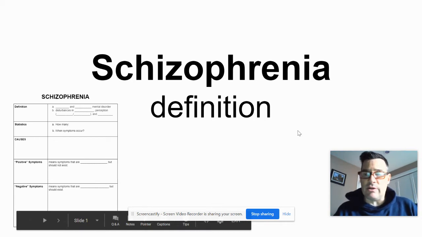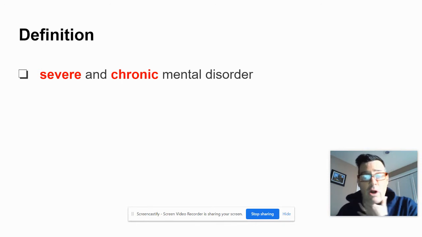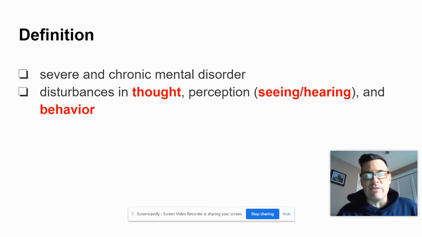Let's first start with the definition while you're taking notes. It's a severe and chronic mental disorder. This is incredibly disruptive. Yes, medications can help a lot. However, this is a very chronic, long-term, and severe mental disorder. You have disturbances in the way you think, your perception of seeing and hearing, and in behavior. It is very hard to have a typical life if you have schizophrenia. It's that severe, so hospitalizations are very common, and long-term stays in a hospital are typical as well.